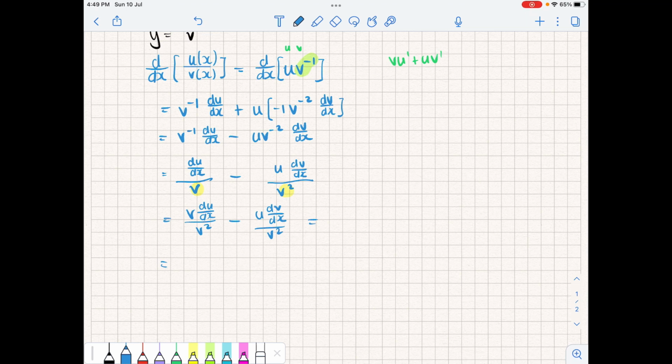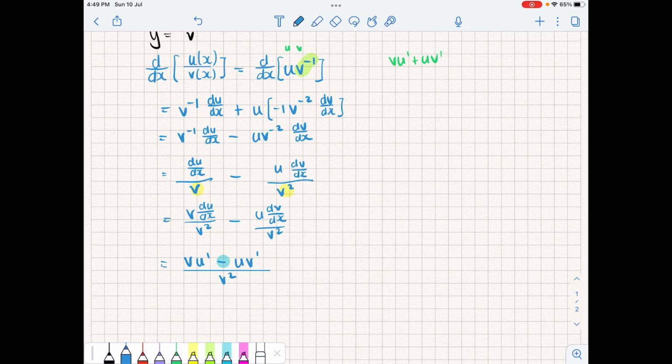So I'm going to get v, and du on dx happens to be the derivative of u, so u dash. And u times the derivative of v, which is just v dash. And this is all over v squared. And so this is what we call the quotient rule. So v u dash minus u v dash all over v squared. The only difference here is instead of having plus, we have a minus.